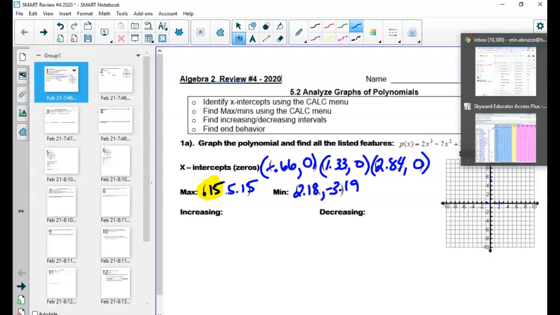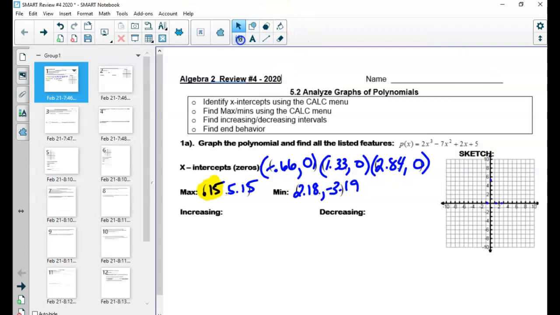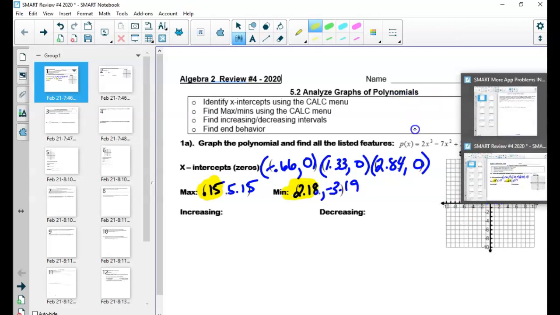And again, I would encourage you to use your highlighter or do something where you mark up the x value of your turning point.